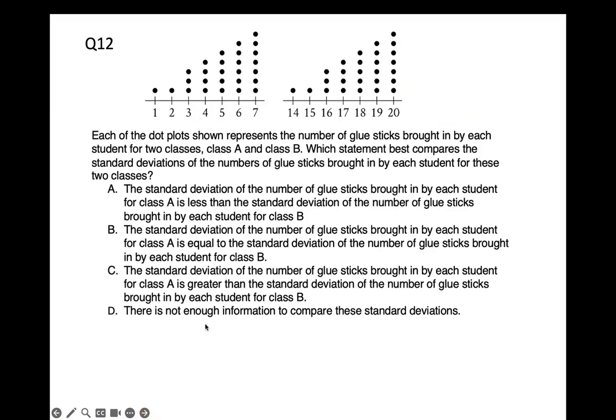If you see this question, don't panic. There is a dot plot shown representing the number of glue sticks brought in by each student for two classes, class A and class B. Which statement best compares the standard deviation of the numbers of glue sticks brought in by each student for these two classes? A, the standard deviation of glue sticks in class A is less than those in B. B, those in A is equal to B. C, those in A is greater than the standard deviation of those in B. And D says there's no information.